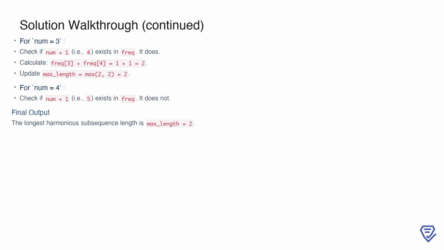Finally, for number = 4, we check if number + 1, which is 5, exists in the frequency map. It does not, so we move on. At the end of the iteration, the longest harmonious subsequence length for this example is max_length = 2.